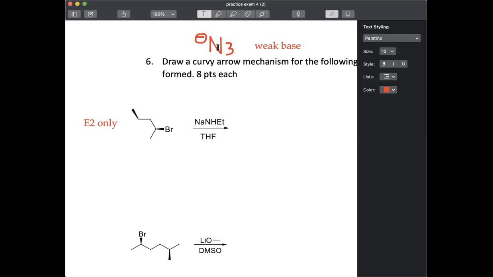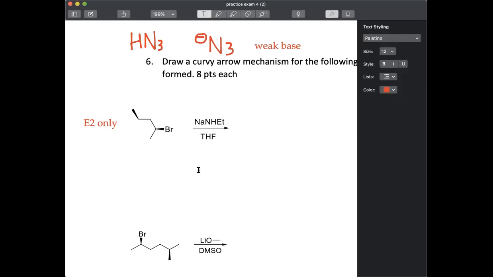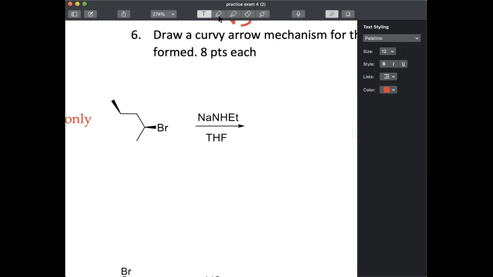And plus this thing comes from an actual acid. HN3 is an acid. I forgot the name, but you guys can Google that. It comes from an actual acid, that's why it's a weak base. Okay, are we good? Hydrazoic acid, cool. All right, so it's E2.